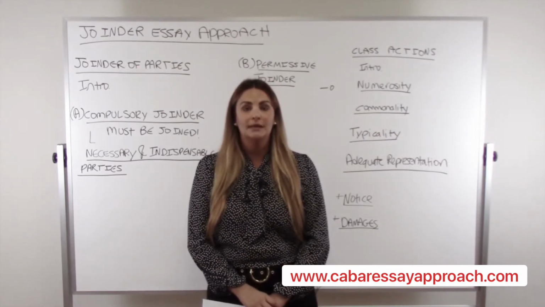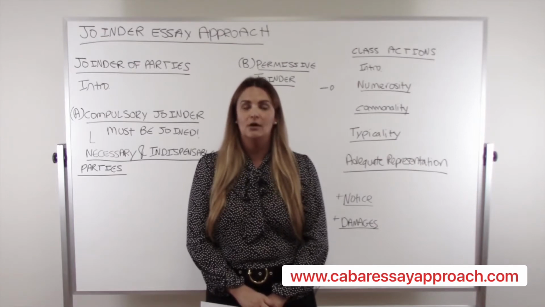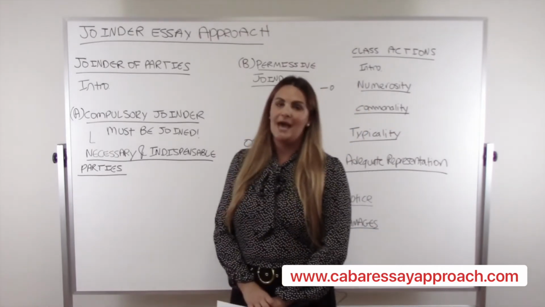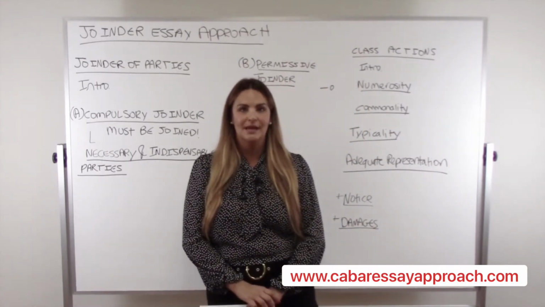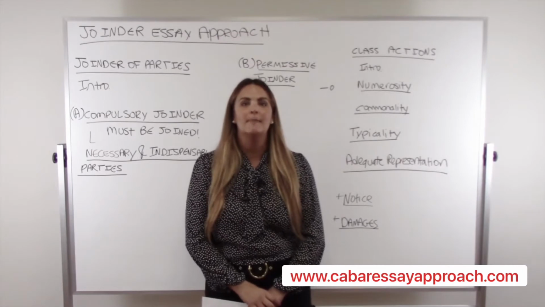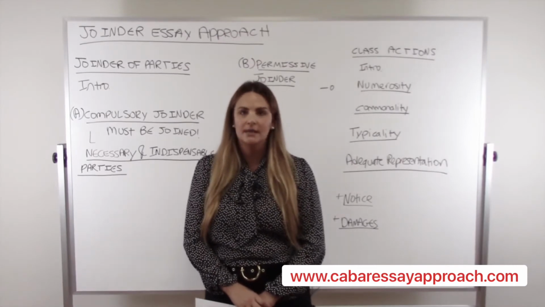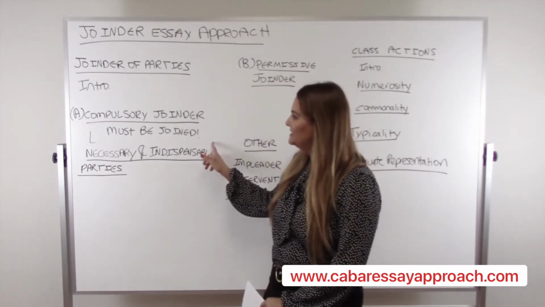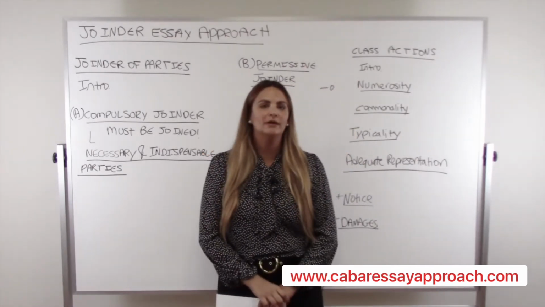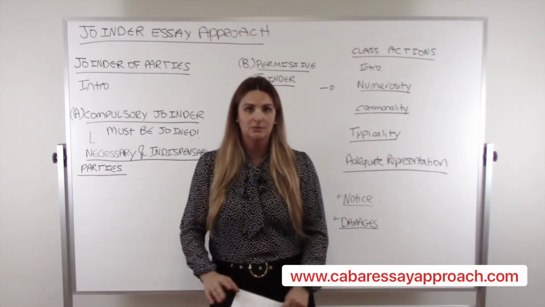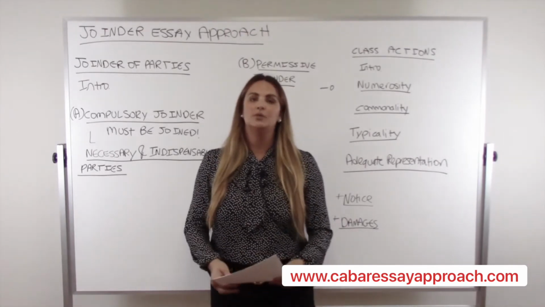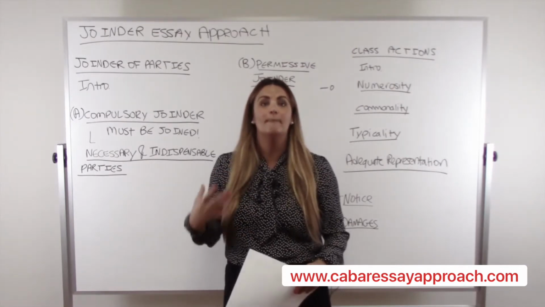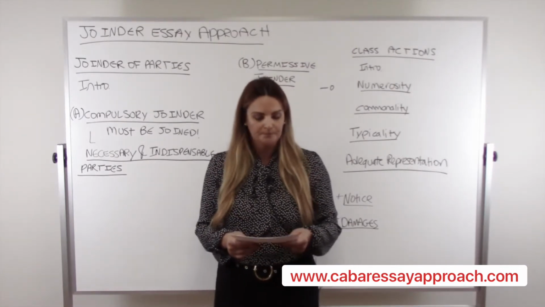Now, there's two main types of joinder that are tested on the exam. The first one is compulsory joinder, and it means what it really sounds like. It means that that party must come in. It must come in order to proceed with the case. So that is the first type of joinder. You're only going to go into the type that you have. So it's important to know the difference between when someone should come in or could come in as opposed to when someone must come in. Let's take a look at the rule.